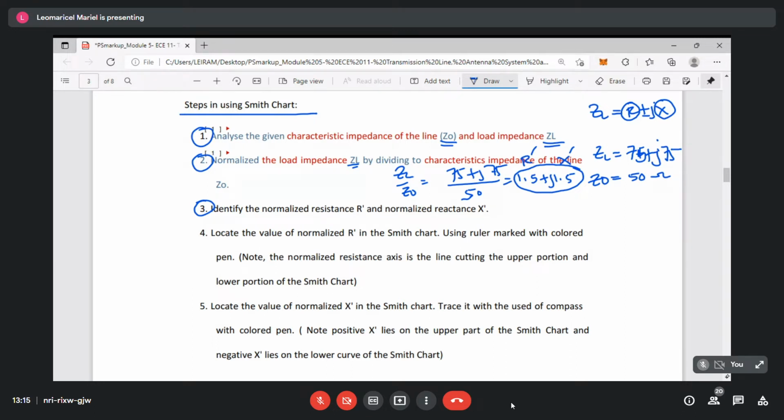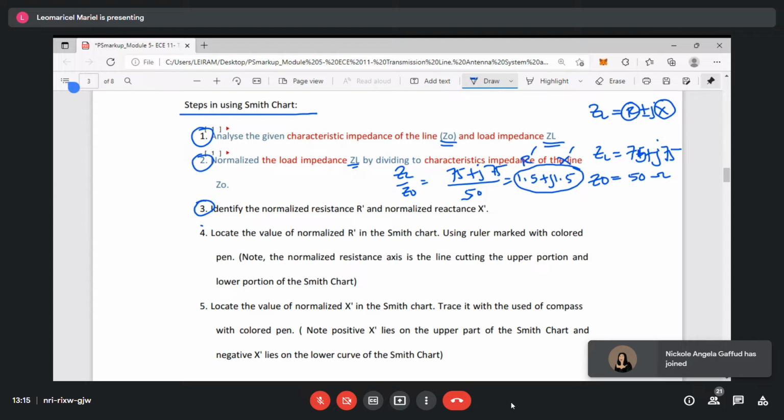Nasundan ba? Sundan po. Okay. So, once na na-divide mo na o na-normalize mo na, makukuha mo 1.5 and J1.5. So, ito na yung ating R prime and X prime, which is the normalized resistance and reactance respectively. Okay. So, meron ka na nun.